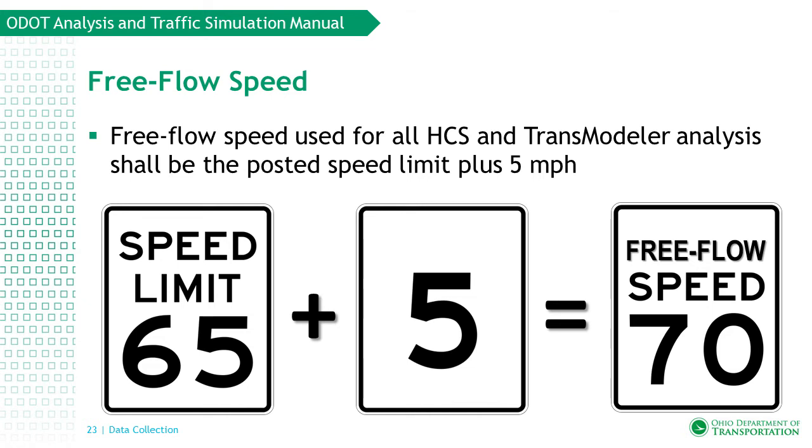For ODOT projects, free flow speed is obtained by adding 5 miles per hour to the posted speed limit. For example, a freeway with a posted speed limit of 65 miles per hour will have a free flow speed of 70 miles per hour.